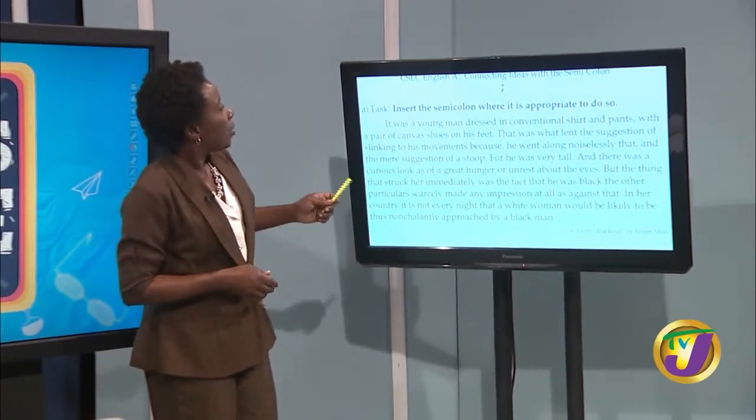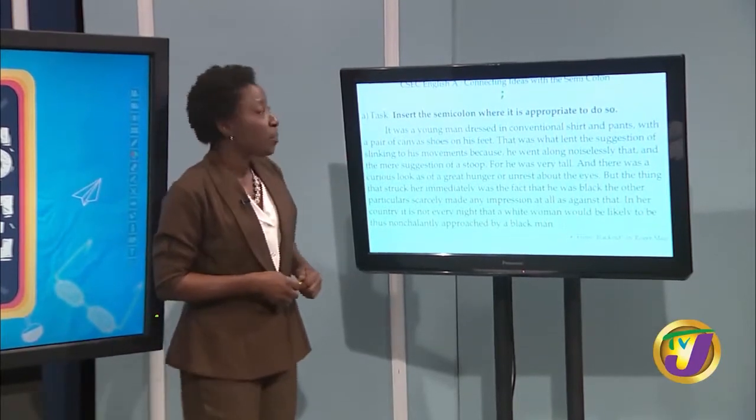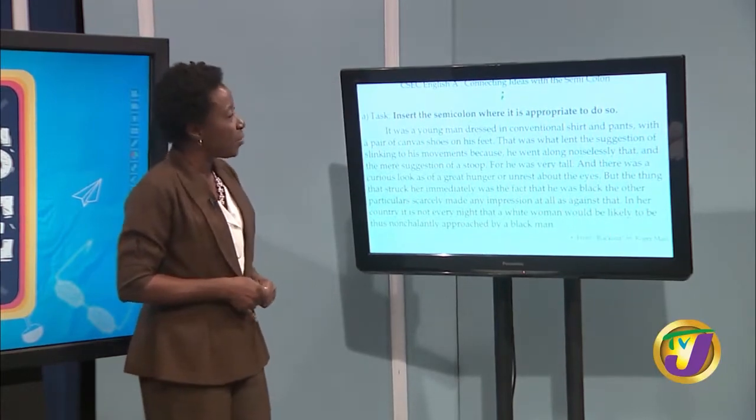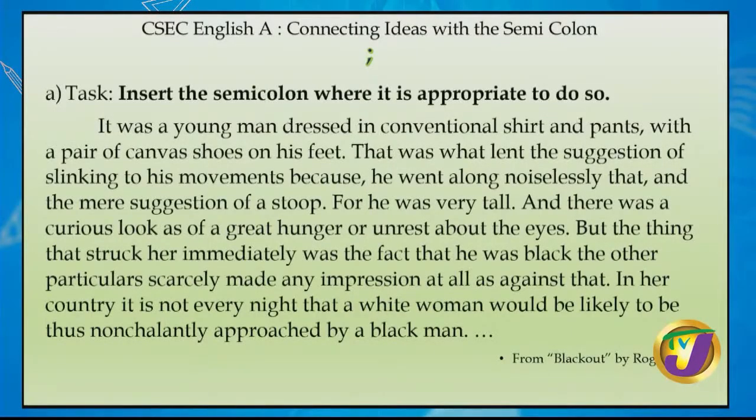So the speaker says, it was a young man dressed in conventional shirt and pants with a pair of canvas shoes on his feet. That was what lent the suggestion of slinking to his movements, because he went along noiselessly. That and the mere suggestion of a stoop, for he was very tall. And there was a curious look as of a great hunger or unrest about the eyes.